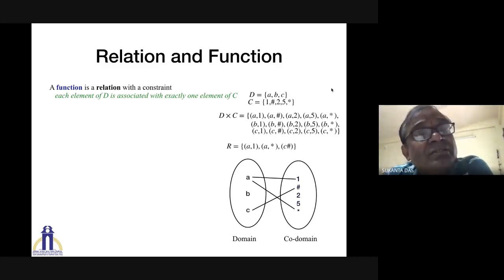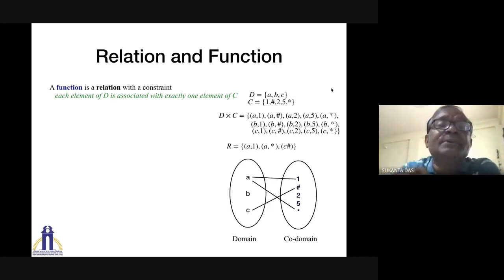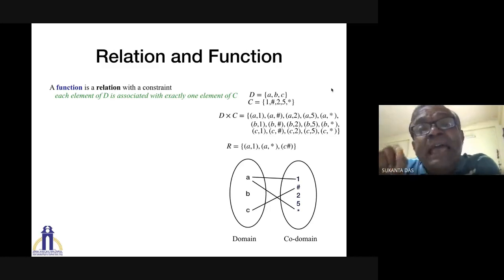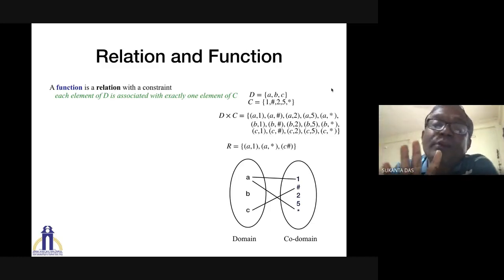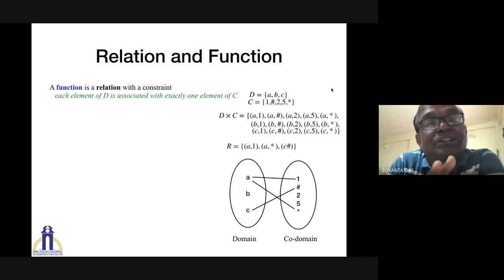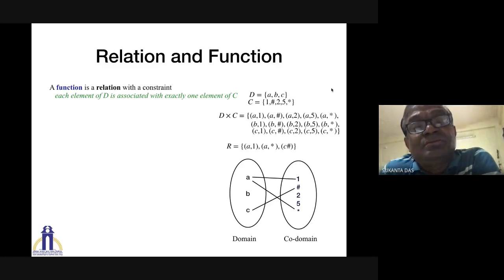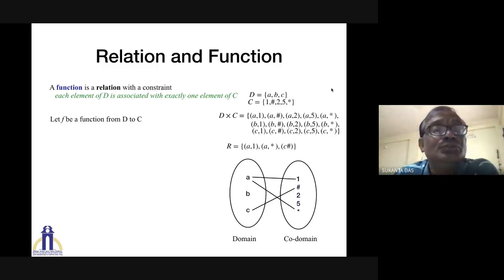For the constant: is each element of D associated with exactly one element of C? In the previous case, when we defined a relation, this kind of constant was not there. But here I am putting this constant. I'm taking an element of D, and that element is associated with exactly one element of C. So let f be a function from D to C.